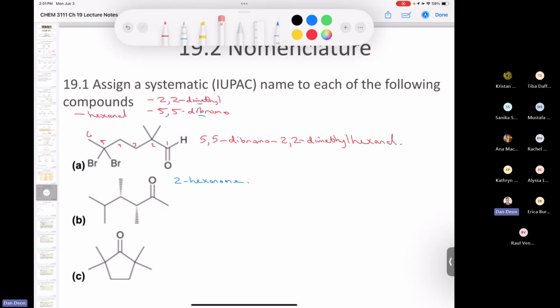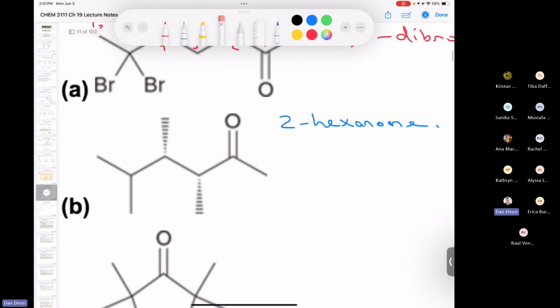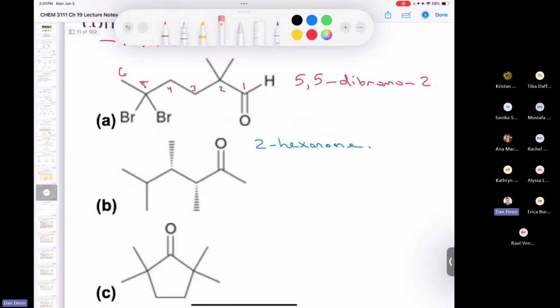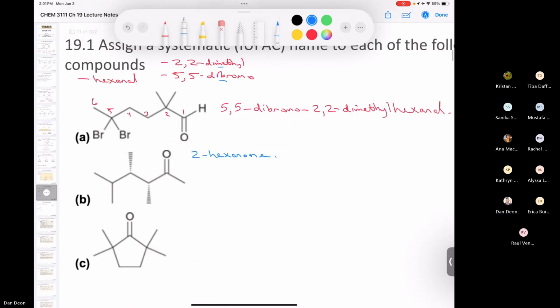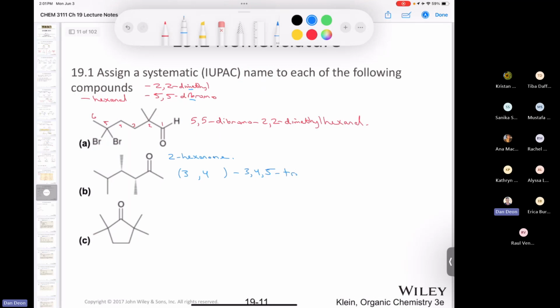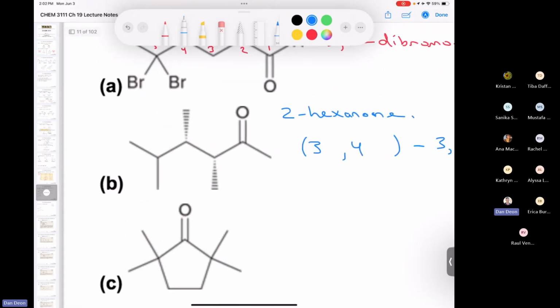So we'll start with the stereocenter at carbon number 3. There are 2 stereocenters, right? There's 3 something, 4 something. And then we've got 3,4,5-trimethylhexanone. So I'll scribble that in here: 3,4,5-trimethylhexanone, like that.